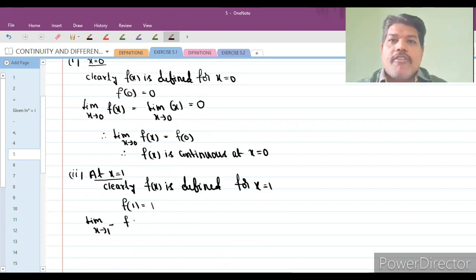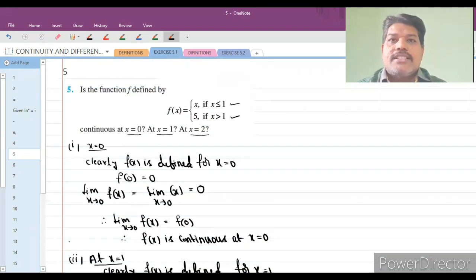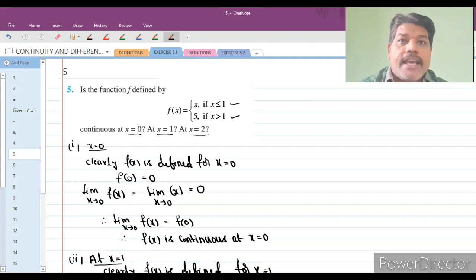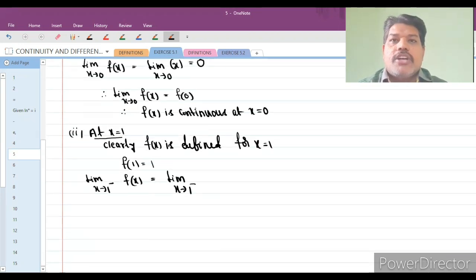Limit as x tends to 1 minus of f of x. 1 minus means x is less than 1. If x is less than 1, f of x will become x only. So this function f of x becomes x, and if you apply 1 here, it will become 1.